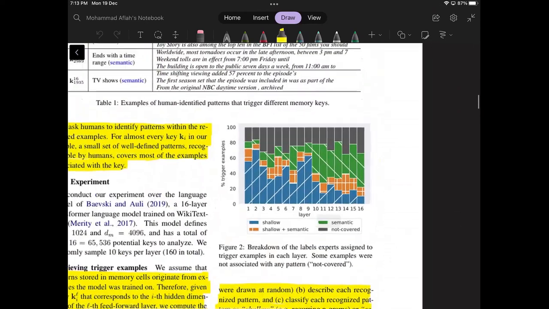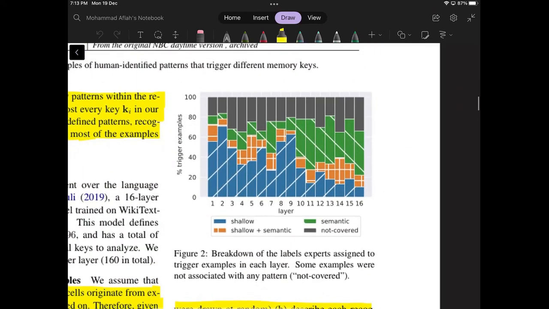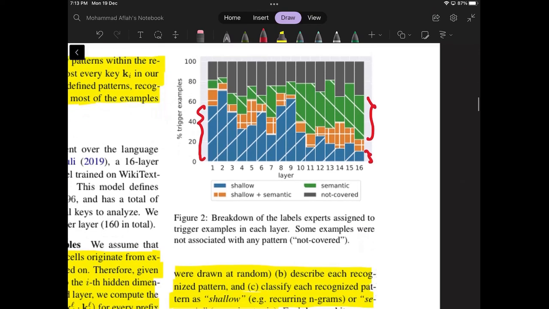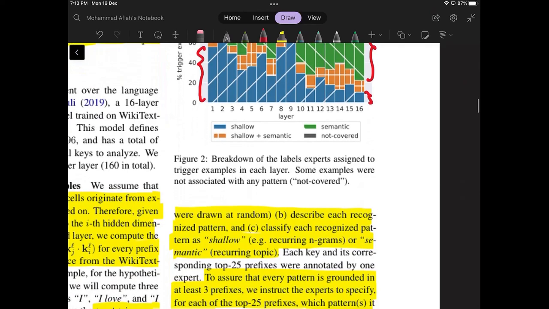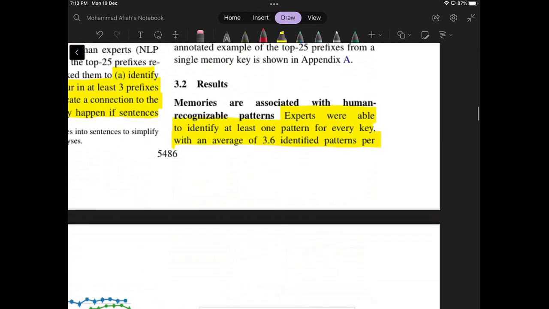So let's have a look at this plot. Breakdown of the labels experts assigned to trigger examples in each layer. Some examples were not associated with any pattern, so they're not covered. You can see in layer 1 you have more shallow patterns and fewer semantic patterns, and you can see this value going down and this going up, which is what a lot of deep language models hypothesize, right? That the earlier layers are more important for capturing high level features.